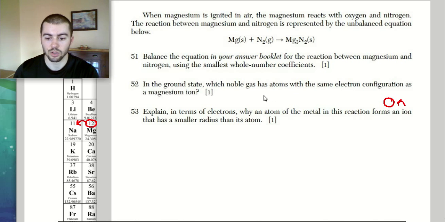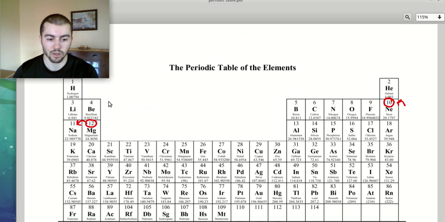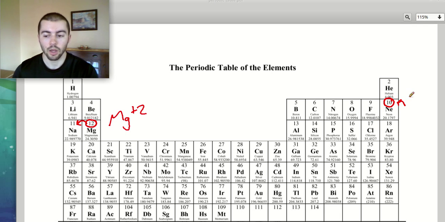So which noble gas has atoms with that same configuration? It would be neon, because again, if we have a magnesium plus 2 ion, then we know this lost 2 electrons, and we started with 12. If we lose 2 electrons, then we end up with the neon configuration over there with 10 electrons.